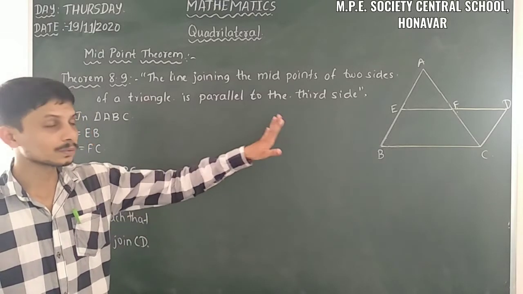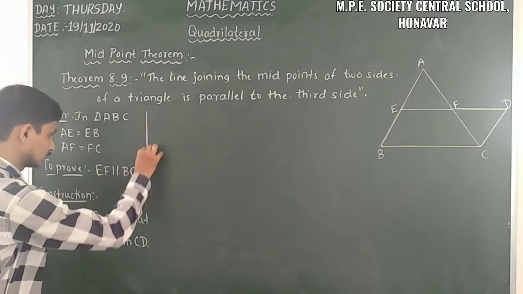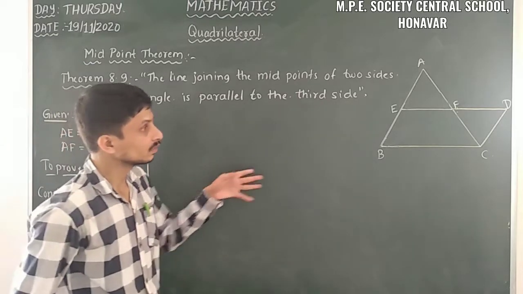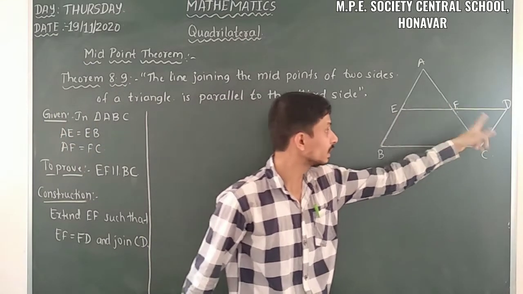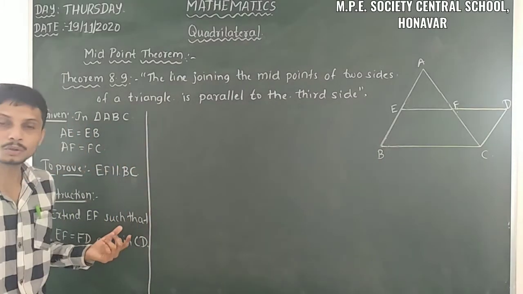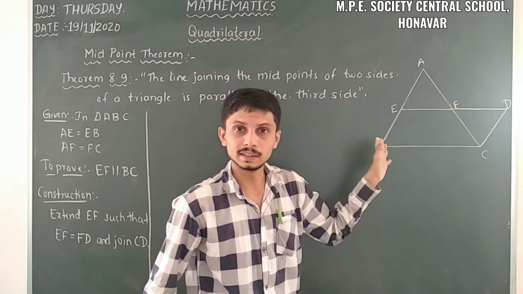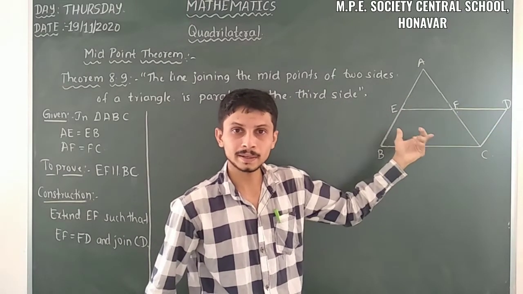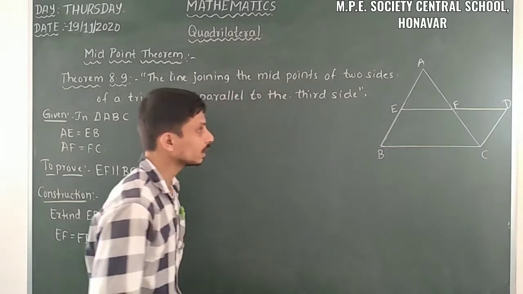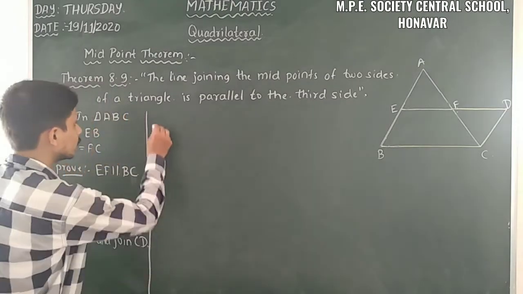It's very much needed for our proof, because we have to prove EF is parallel to BC. If we prove ED is parallel to BC, then we can easily take EF is parallel to BC, because EF is half of this complete line ED. So that's why we can take that one. Then we have to prove. So let us prove here.